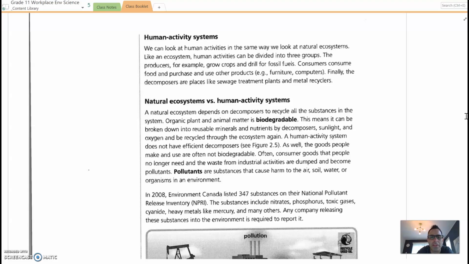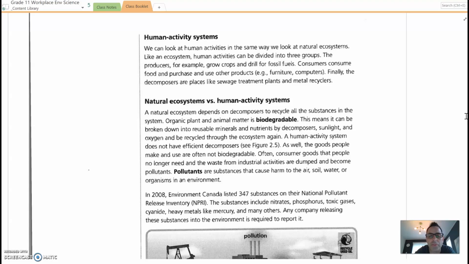Human activity systems. We can look at human activities in the same way we look at natural ecosystems. Like an ecosystem, human activities can be divided into three groups. The producers, for example, grow crops and drill for fossil fuels. Consumers consume food and purchase and use other products like furniture, computers, cell phones, Coca-Cola. Finally, the decomposers are places like sewage treatment plants and metal recyclers.